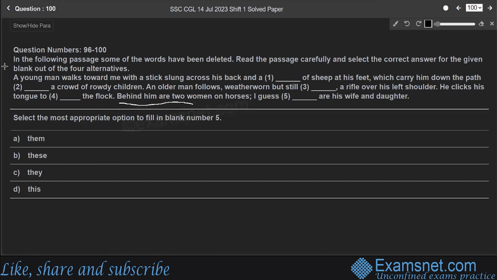Behind him are two women on horses. I guess dash are his wife and daughter. So, I guess they are. Here, the proper word is they are his wife and daughter. Right? Here, the pronoun they is used to refer to the two women on horses mentioned earlier in the sentence. The use of they in this context suggests that the speaker is speculating about the identities of these two individuals, right? Therefore, I guess they are his wife and daughter. They, option C, is the right answer, right?